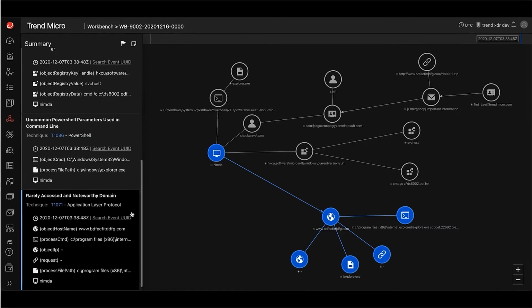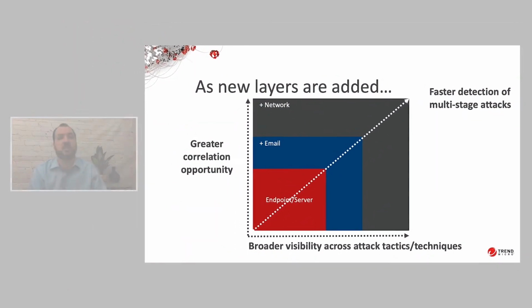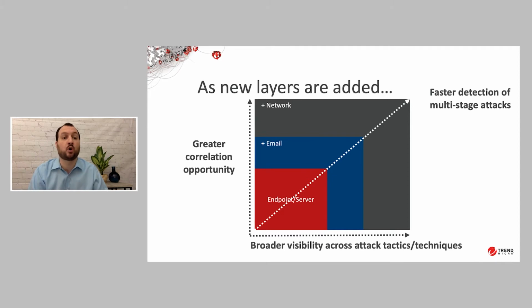So ultimately, what happened is by adding each of these new layers, we added more correlation opportunity. We added faster detection because of all those different steps. And ultimately, we had the broadest visibility across all the different tactics and techniques that were used in this specific example attack to see exactly what happened. But each layer, while it helps with the detection story, ultimately helps with the response story as well. Because as obviously, the R in XDR is the response.